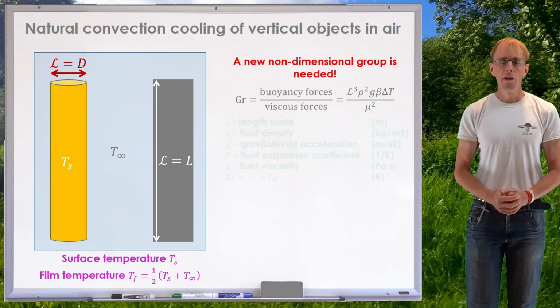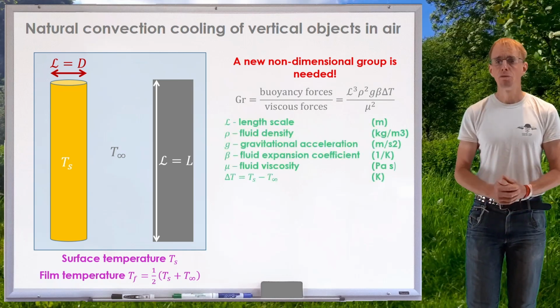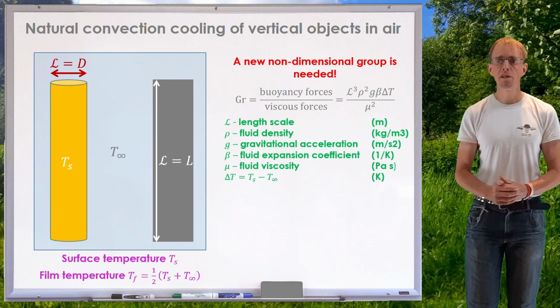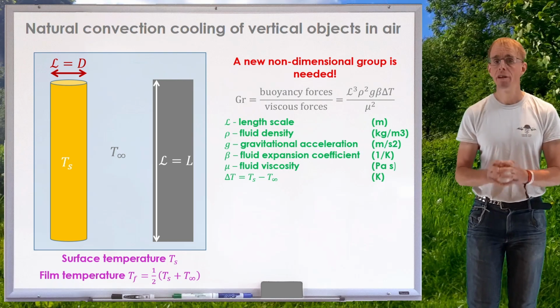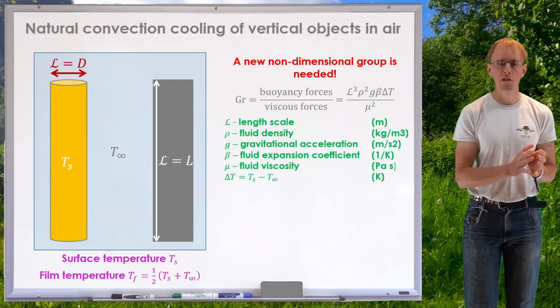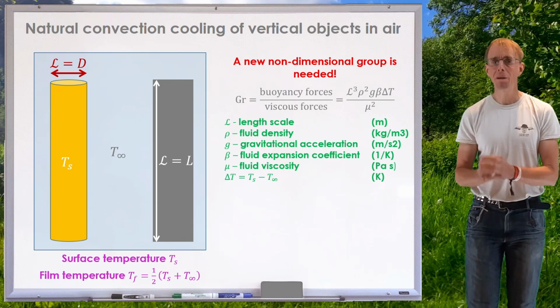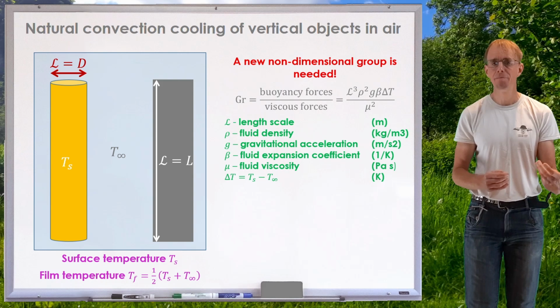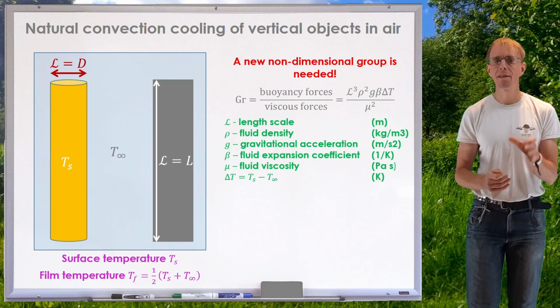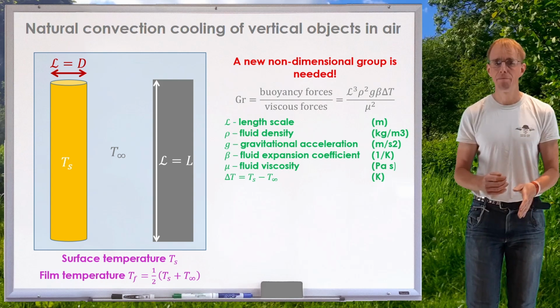Now, let's have a look at the Grashof number in a little more detail. We can see that it involves a length scale. Now, my length scale changes depending on whether I'm dealing with a cylindrical geometry or a planar geometry. For my cylindrical case, my length scale is the diameter. For my planar case, my length scale is the total length.